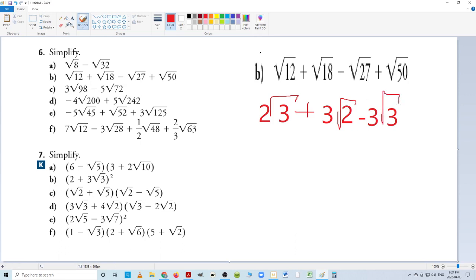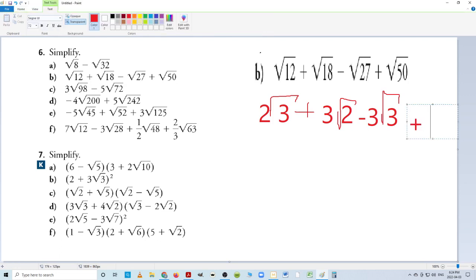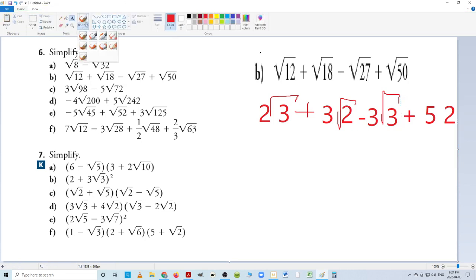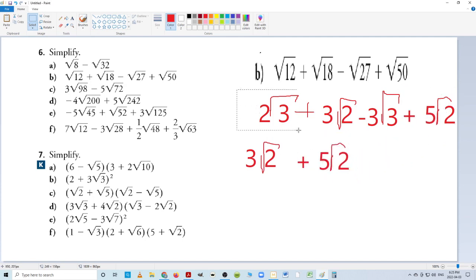And finally 50 is not 5 times 10, but 2 times 25, and 25's square root is 5. And you've got to leave the 2 inside the bracket. Then you've got to look for your apples and oranges. 3 square root of 2 plus 5 square root of 2 plus 2 square root of 3, and keep in mind that there's an invisible plus in front of it, minus 3 square root of 3.